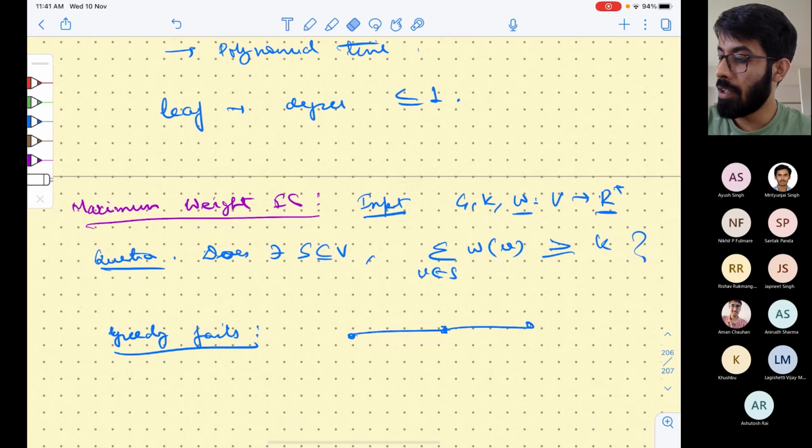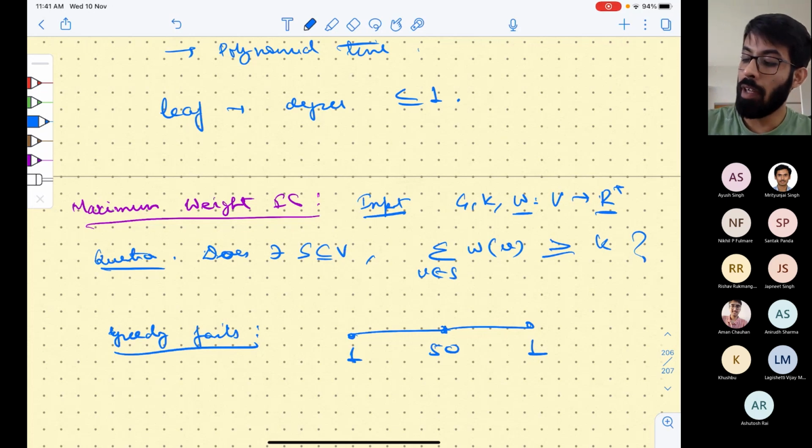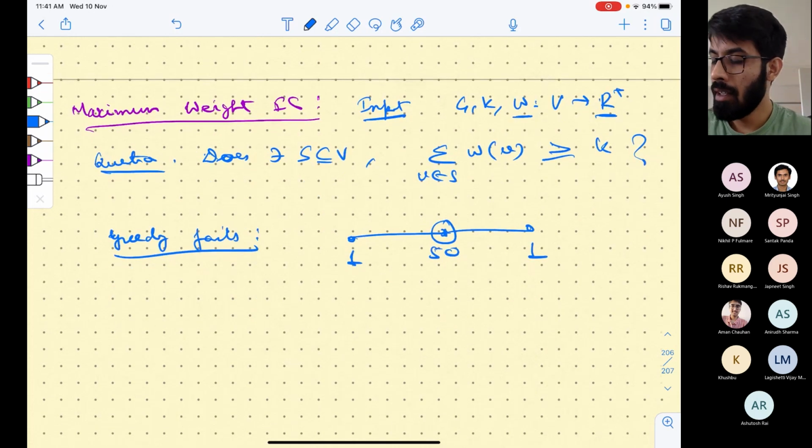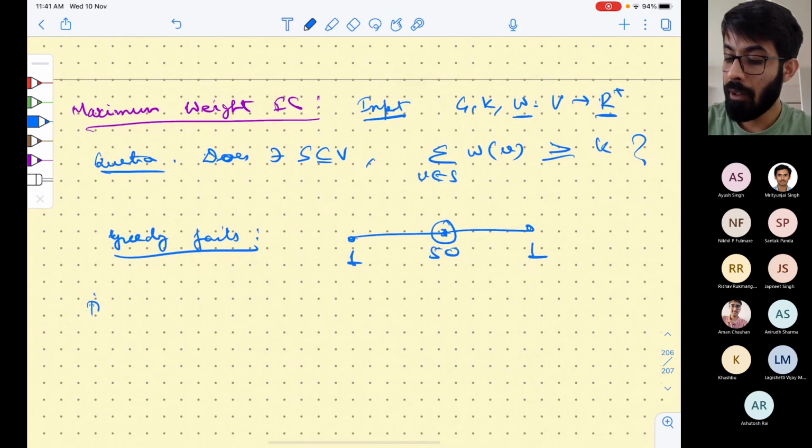So suppose the leaf has a low weight and its neighbor has very high weight, and we want to maximize. Suppose this has 1, this has 50, and this has 1. Now if you pick the leaf, you get only 1, while you can get an independent set of weight 50, right? So greedy fails. But now what we can do is DP.